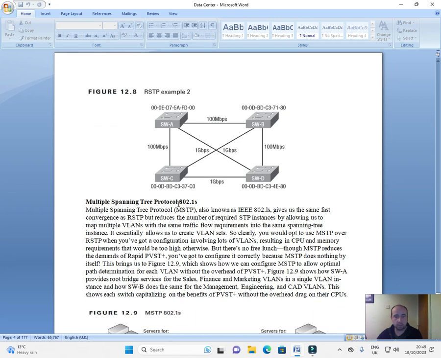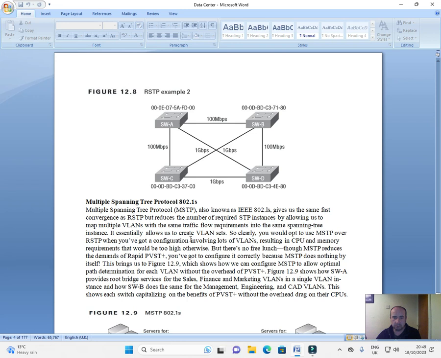Multiple Spanning Tree Protocol, 802.1s. Multiple Spanning Tree Protocol, MSTP, also known as IEEE 802.1s, gives us the same fast convergence as RSTP but reduces the number of required STP instances, allowing us to map multiple VLANs with the same traffic flow requirements into the same spanning tree instance.